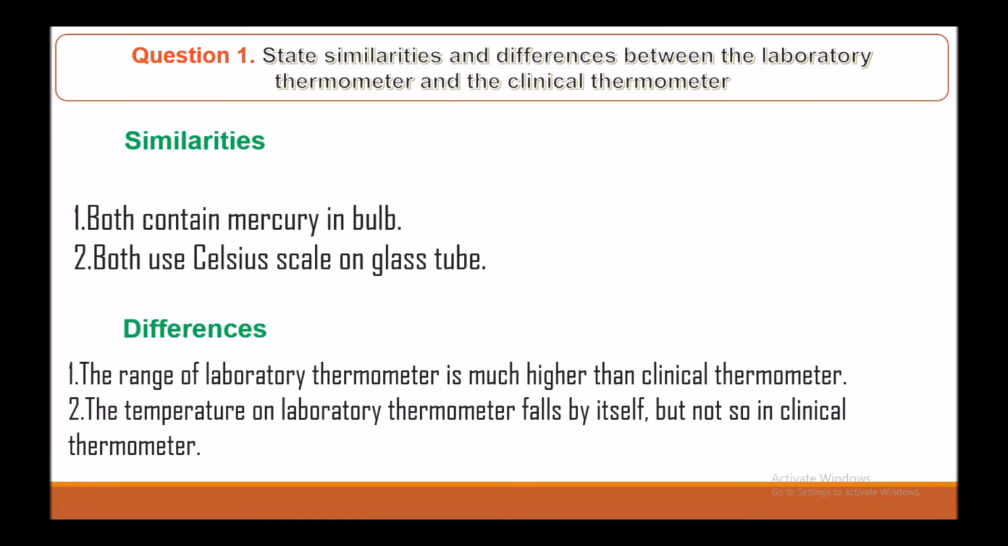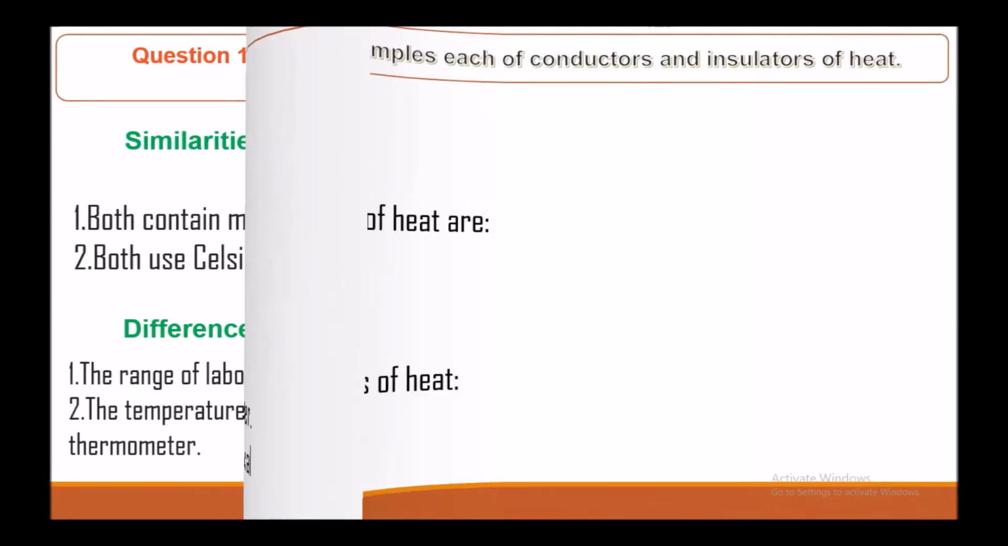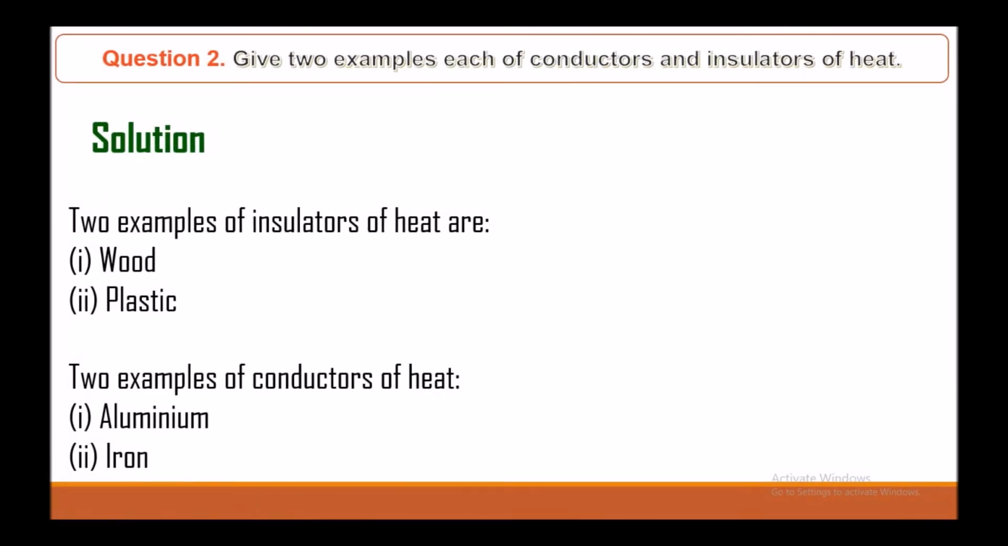Question 2. Give two examples each of conductor and insulators of heat. So the two examples of insulator of heat are wood and plastic. Two examples of conductor of heat are aluminium and iron. Question 3. Fill in the blanks.